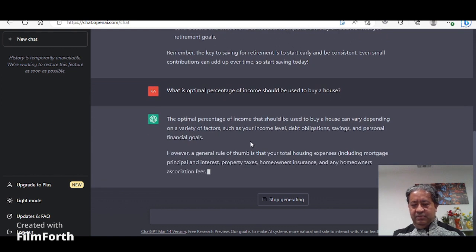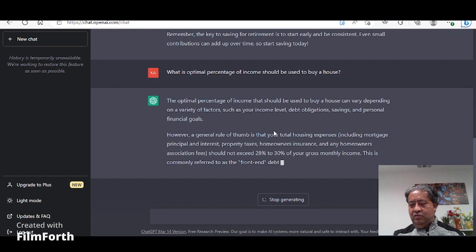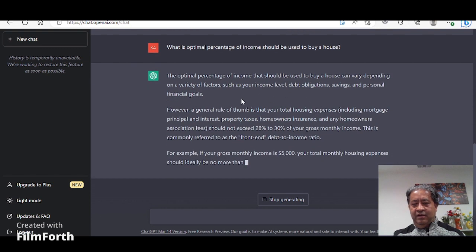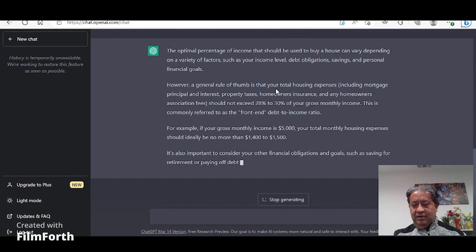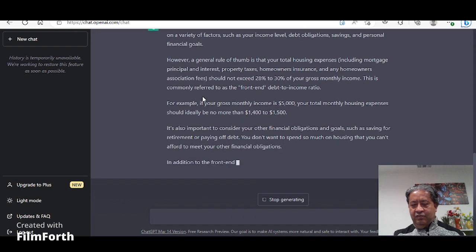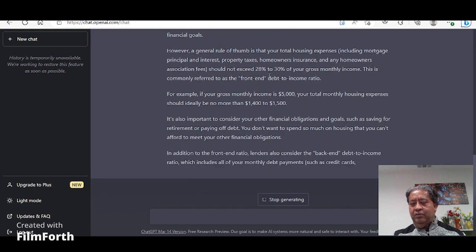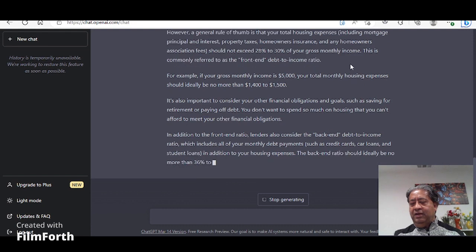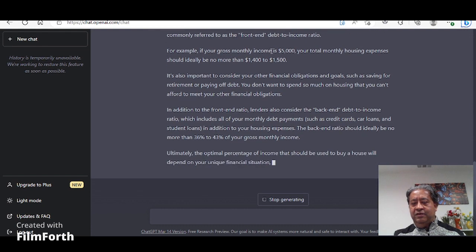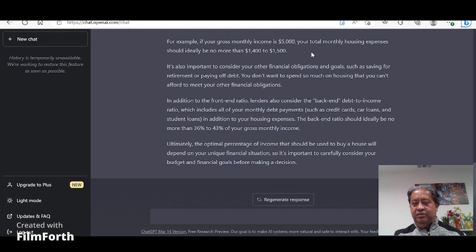So here it says the optimal percentage of income that should be used to buy a house can vary depending on various factors. Basically, it should not exceed more than 28% to 30% of your gross monthly income. This is commonly referred to as a front-end debt-to-income ratio. If you have an income of, say, $5,000, your total monthly housing expenses should likely be no more than $1,400 to $1,500 towards buying your house per month.